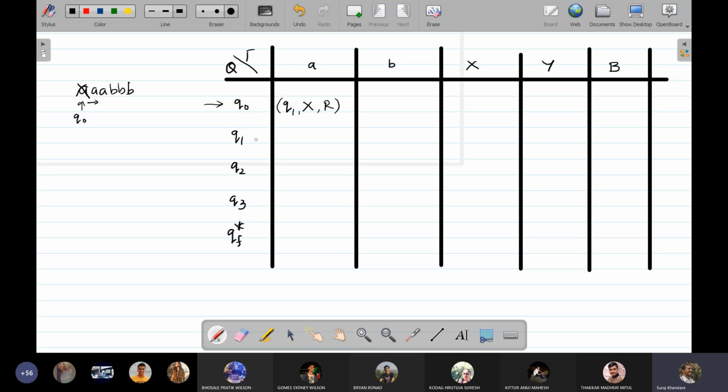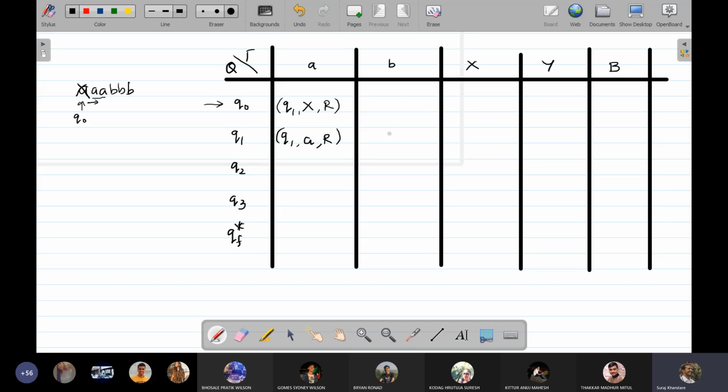Now we are in Q1. So Q1, if we get A, it is not supposed to do anything with A. It is supposed to change B to Y. So Q1 will stay in the same state, keep A as it is and keep moving to the right. So Q1, when it gets A, it stays in the same state. As soon as it finds A, it keeps it as it is and starts moving to the right.